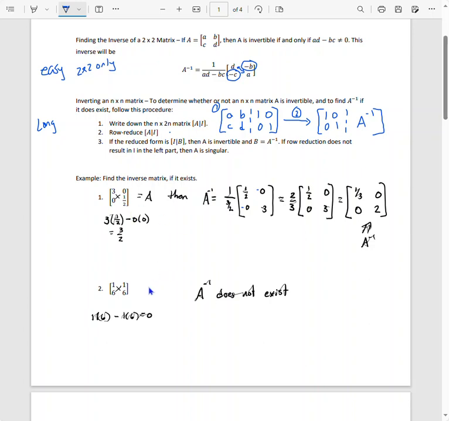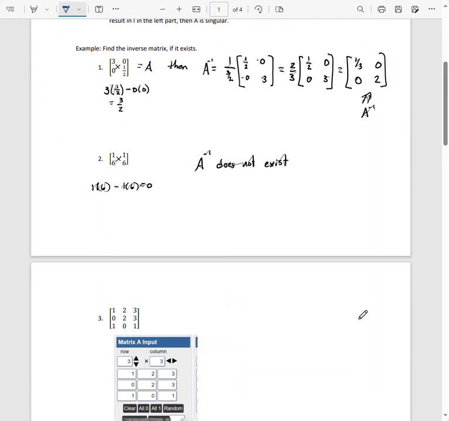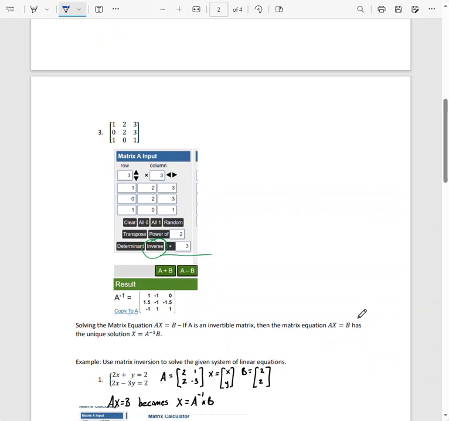All right. Example 2, I have 1, 6, second row, 6, 6. So I check AD, 1 times 6, minus BC, 6 times 6. That's 0. That tells me right away, inverse doesn't exist. I'm not going to waste my time with row reduction because we have 0 here. So we can't find the inverse. But what happens when it's no longer a 2 by 2 and we can't use that fancy formula?